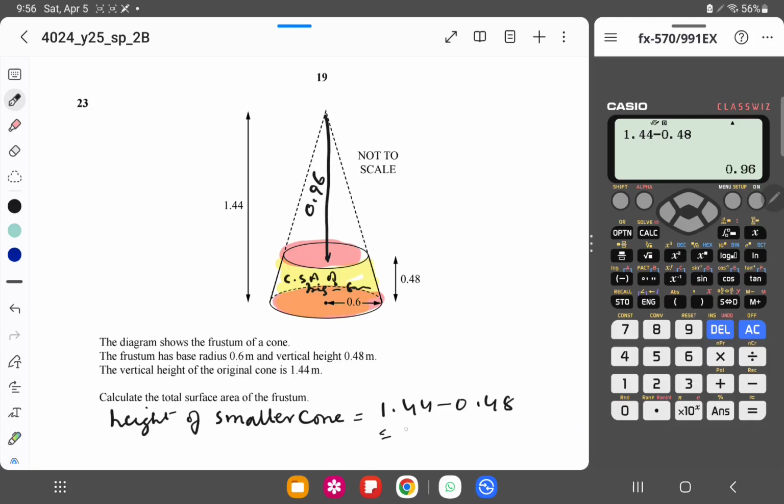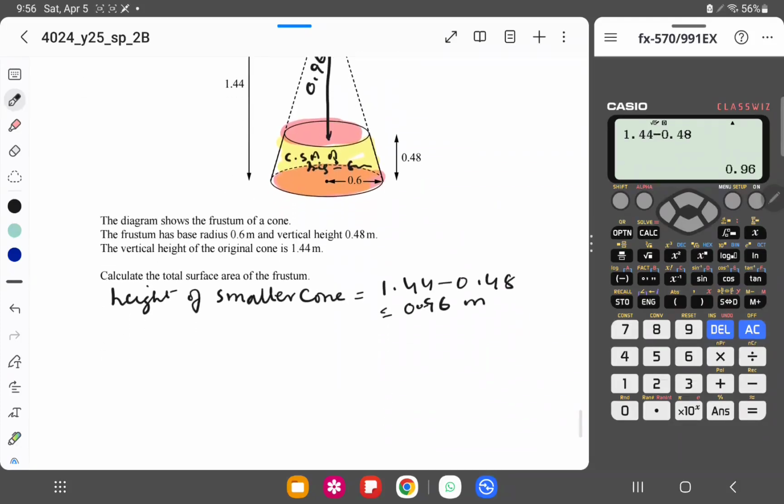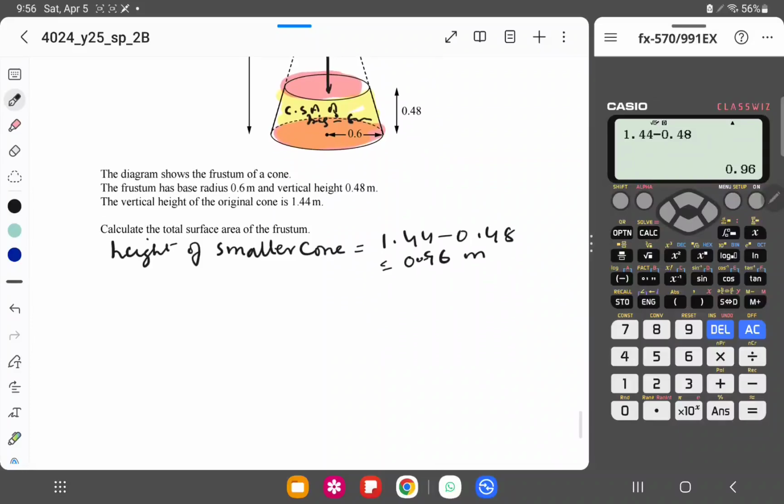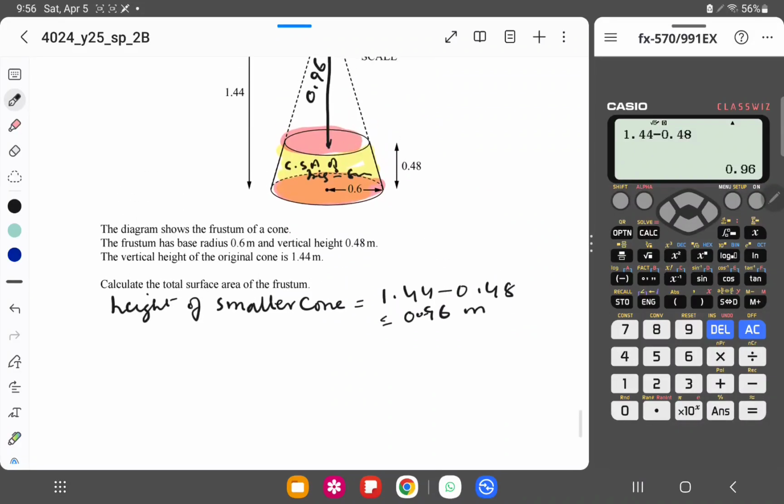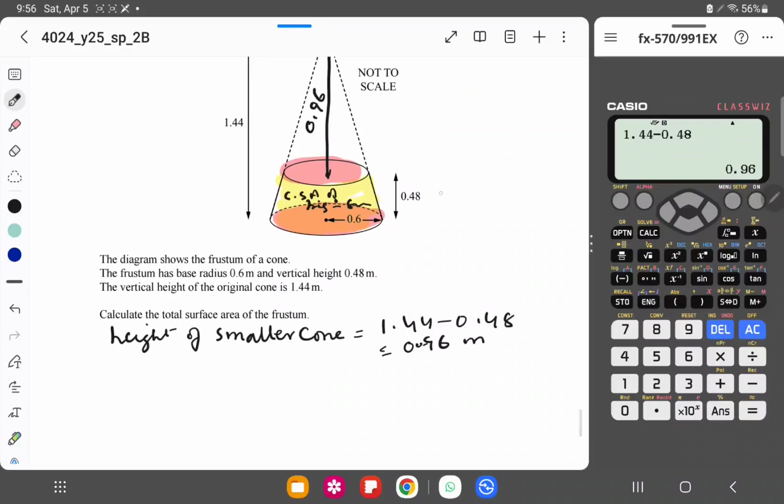Okay, 0.96 meters. Now we need to find out the curved surface area of both of them. So we'll have the 2 cones there, the bigger cone. Before that, we find out the radius of the smaller cone. As they are similar cones, we take the ratio.